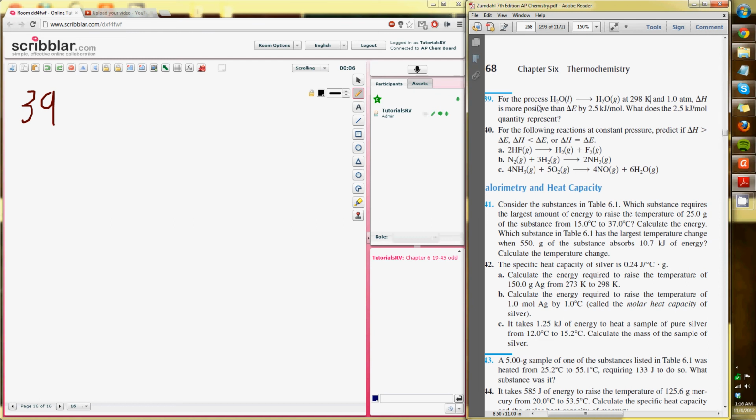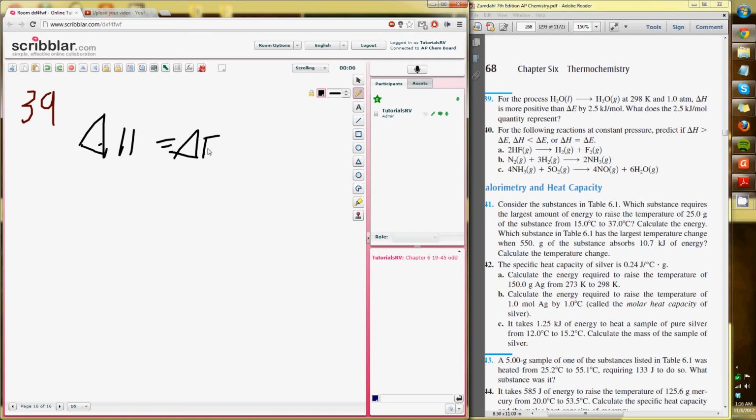Oh, that's simple. You just look at your, you flip back, look through the chapter a little bit, and you'll see it explained. Basically, delta H equals delta E minus P delta V.